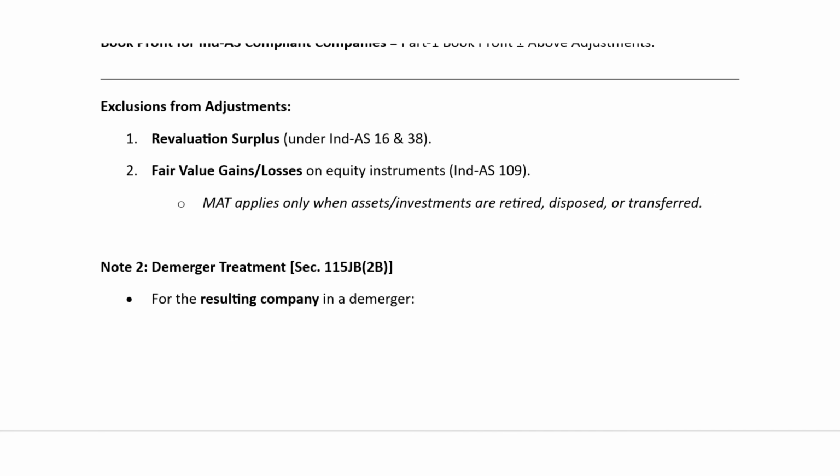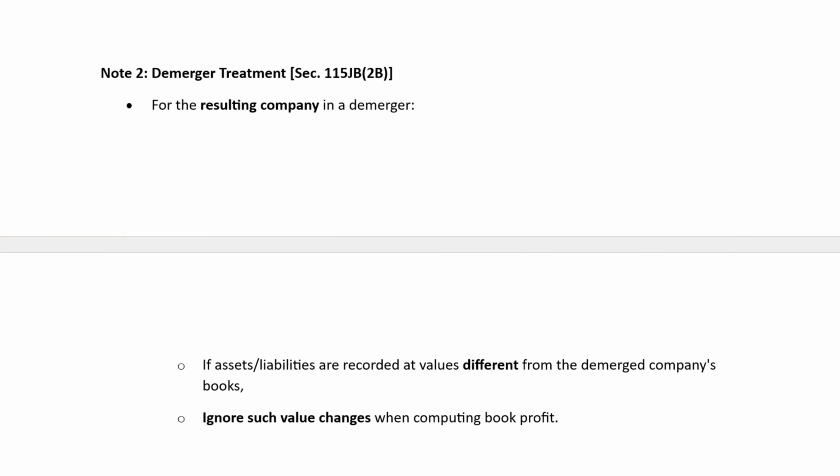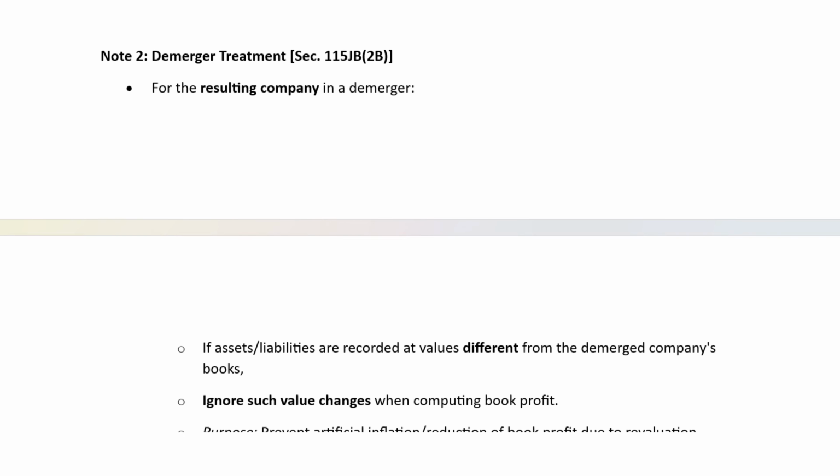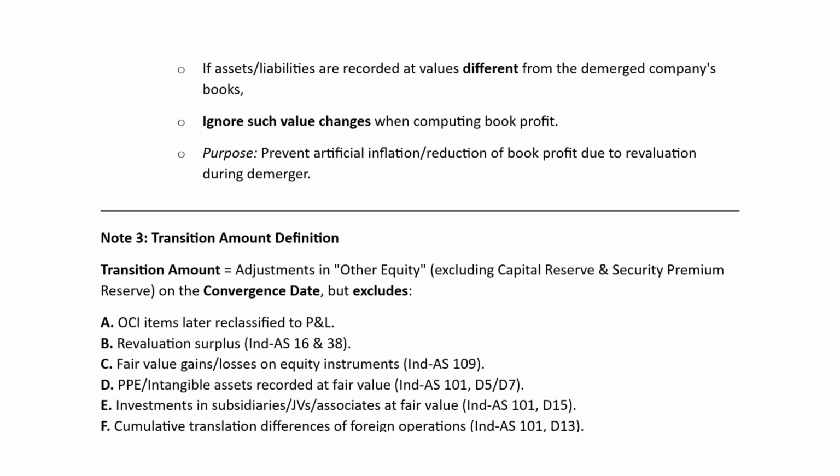Okay. There are some points where you need not do any adjustments, which are exclusions from the adjustments, like revaluation surplus, fair value gains and losses on equity instruments. MAT applies only when assets and investments are retired, disposed, and transferred. There is a demerger treatment for the resulting company in a demerger. If assets and liabilities are recorded at values different from the demerged company's books, ignore such value changes when computing book profit. Purpose is preventing artificial inflation and reduction of book profit due to revaluation during merger.